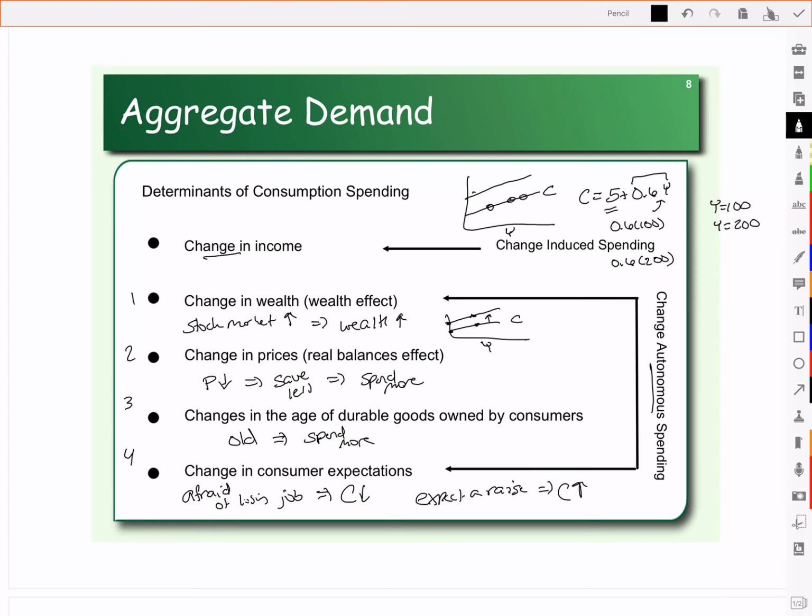So when we talk about changes in autonomous spending, we want to think about the fact that if our income is no different, what would still cause us to buy more goods and services and therefore shift our graph up, or cause us to buy less goods and services and thereby shift the graph down? So if we are wealthier, if prices fall so that we don't have to save as much for retirement, if our goods are old, or we expect a raise, all of these will make our autonomous consumption spending increase and shift our graph upwards.